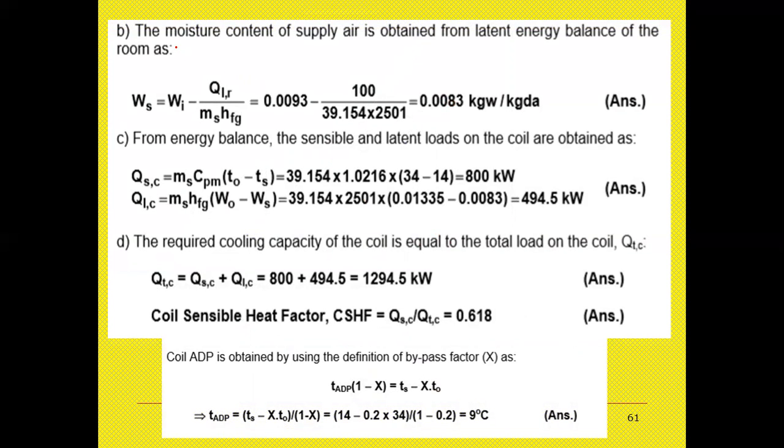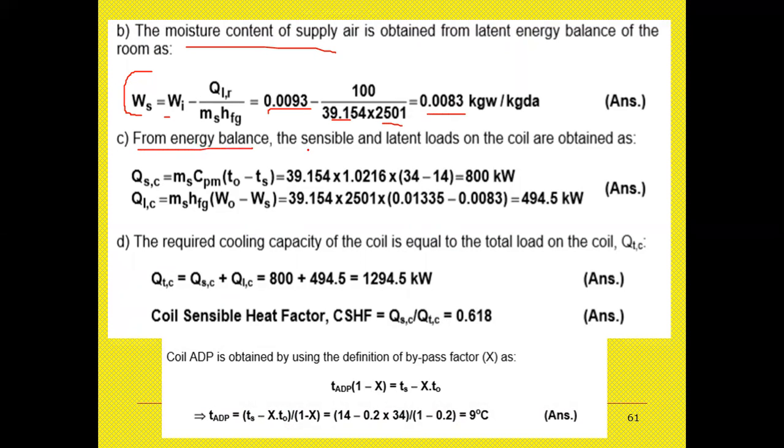Next, B. The moisture content of the supply air is obtained from the latent energy balance of the room. Ws is equal to Wi minus QLR divided by Ms into Hfg. So Ws is equal to 0.0093 minus 100 divided by 39.154 into 2501. That implies 0.0083.